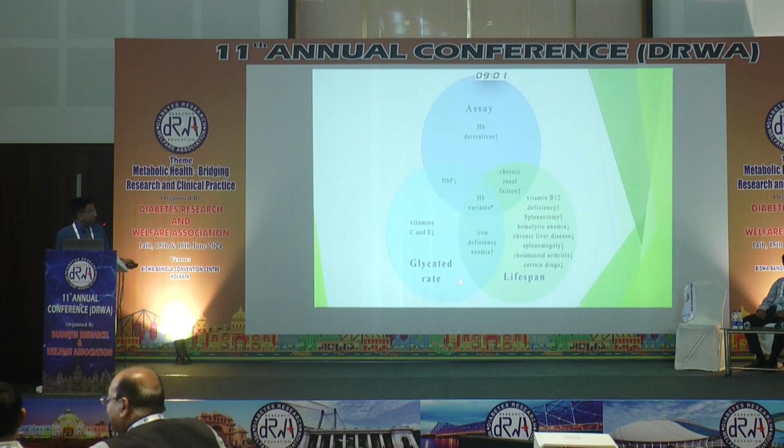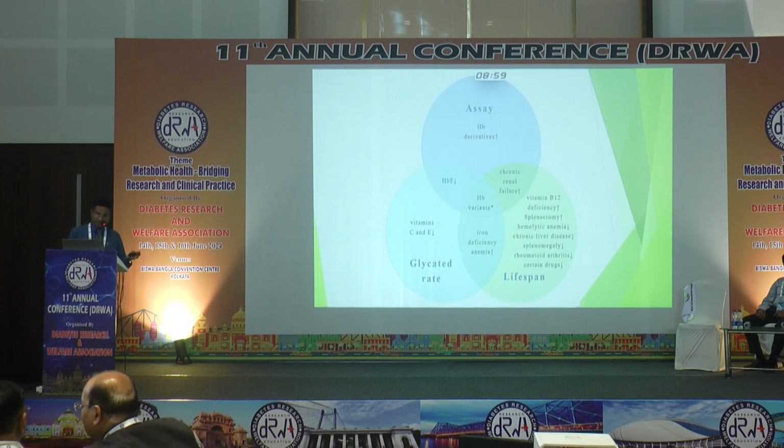And iron deficiency anemia, again, some studies say it is not affected. Some studies did show that there are apparently high levels because of rapid turnover due to the low lifespan. And the factors which affect the lifespan of the RBC, which can again affect the HbA1c, are vitamin B12 deficiency, splenectomy, hemolytic anemia, chronic liver disease, splenomegaly, rheumatoid arthritis, and certain drugs as well.